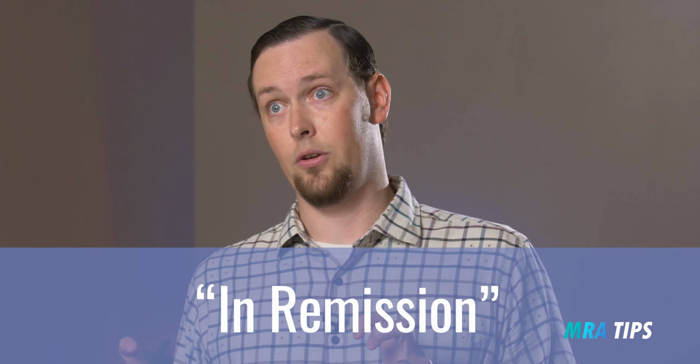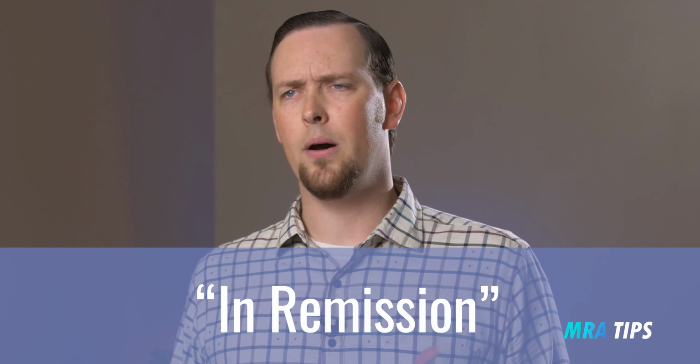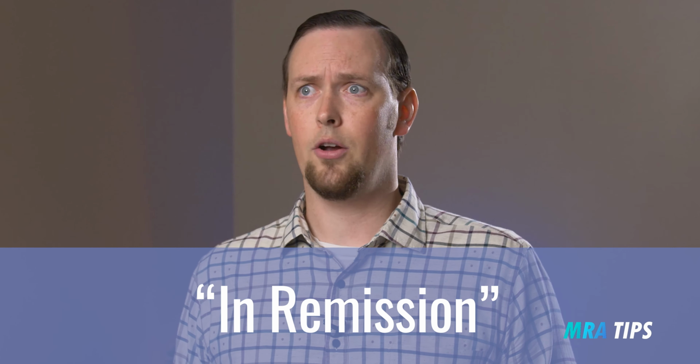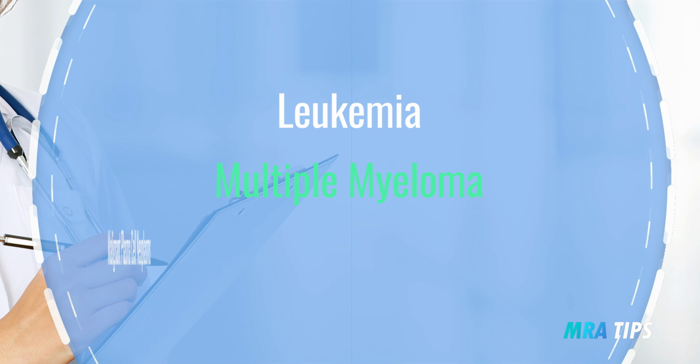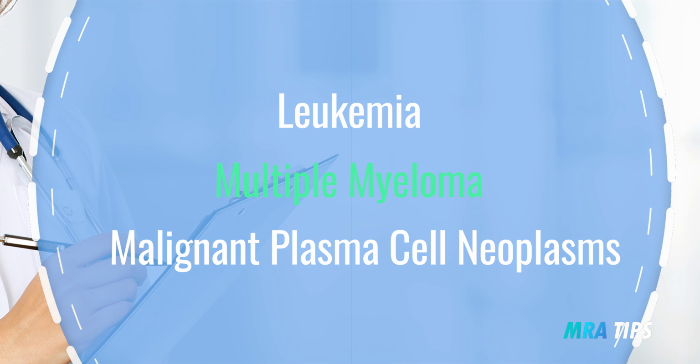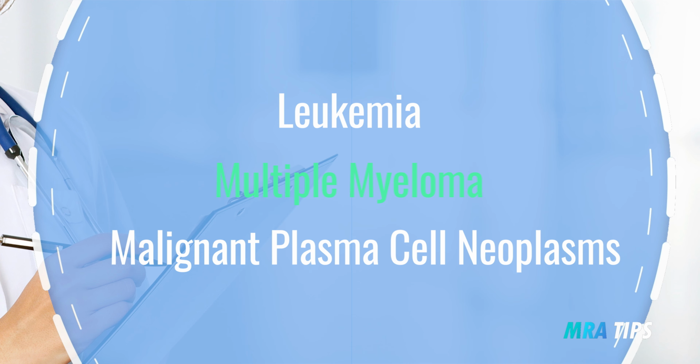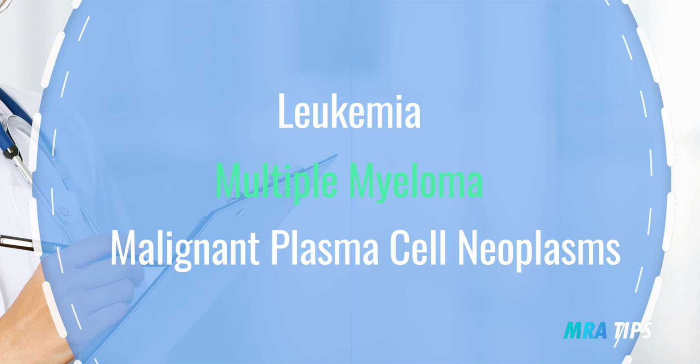As a final note, do not confuse personal history with in remission. A patient with lymphoma goes into remission. They are never a history of. There are codes for leukemia, multiple myeloma, and malignant plasma cell neoplasms that also indicate whether the condition has achieved remission.